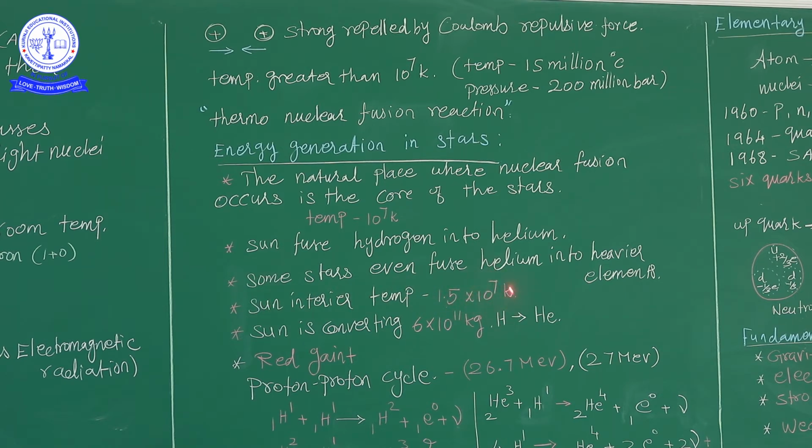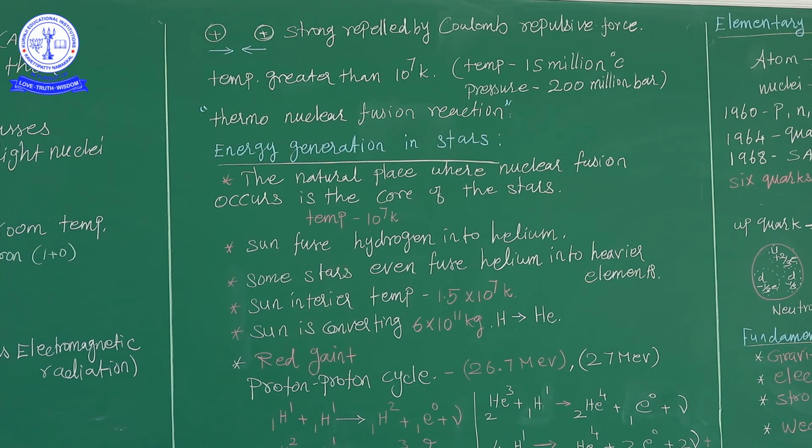That means 10 to the power of 7 Kelvin is needed to form the nuclear fusion process. So the sun is converting 6 into 10 to the power of 11 kilogram of hydrogen into helium every second.